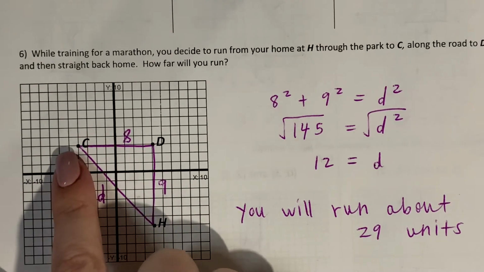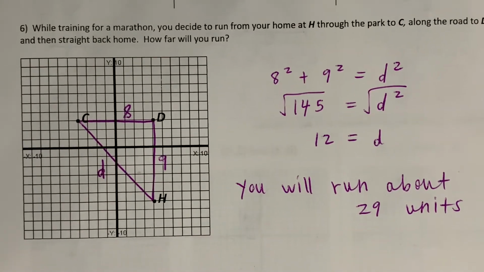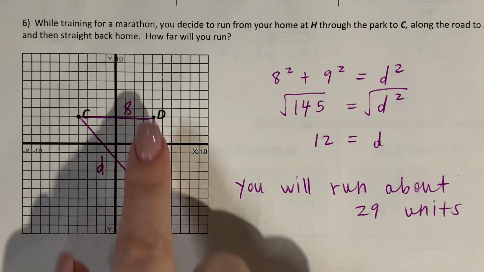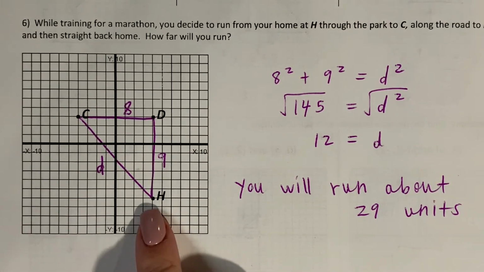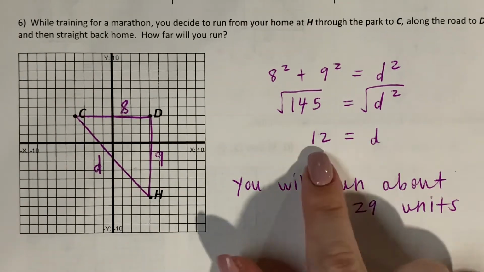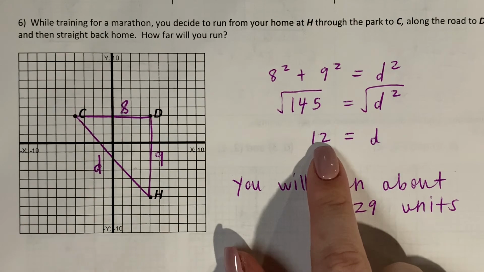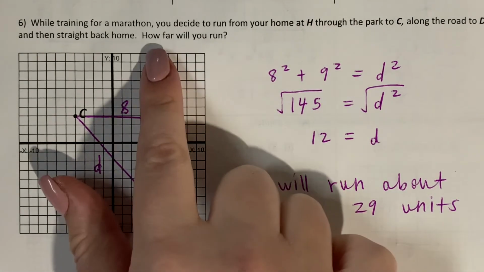U-try 6 says, while training for a marathon, you decide to run from your home at H, through the park to C, along the road to D, then straight back home. How far will you run? I'm hoping you were realizing that you could quickly draw a right triangle. You could use your legs with the Pythagorean theorem, and we would find that this diagonal distance is 12 units. Be very careful that your final answer isn't that this diagonal distance is 12 units. It was asking, how far will you run?